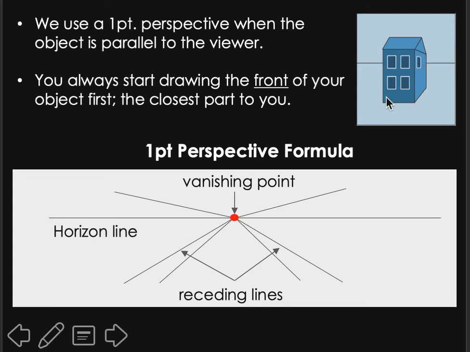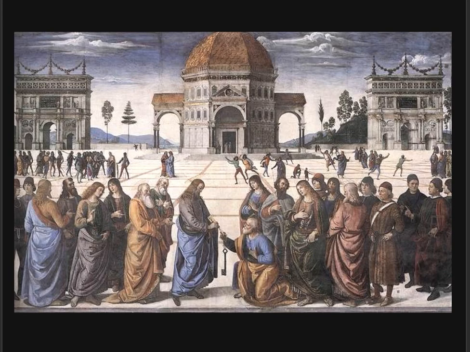Okay, and this is the 1 point perspective formula. Of course, you have your horizon line that runs across your picture plane, the vanishing point that is placed somewhere on that horizon line, and then these are your receding lines. They can be below the horizon or above the horizon or even on the horizon. And receding lines eventually meet at the vanishing point. They go towards that vanishing point.